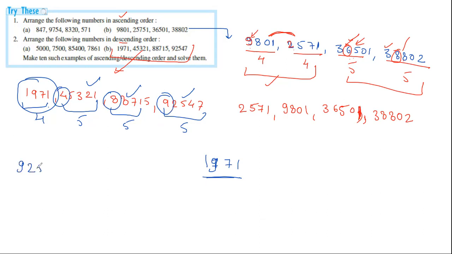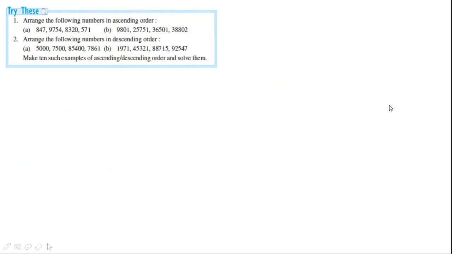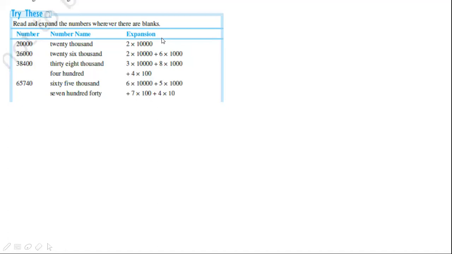So 92547, 88715, 45321. Obviously, when we check which number is greatest, we always go for the first digit, right? If it is the same, we go for the second digit. So likewise, we check. Okay, so this was about your ascending and descending part. Let's move on to the next part.